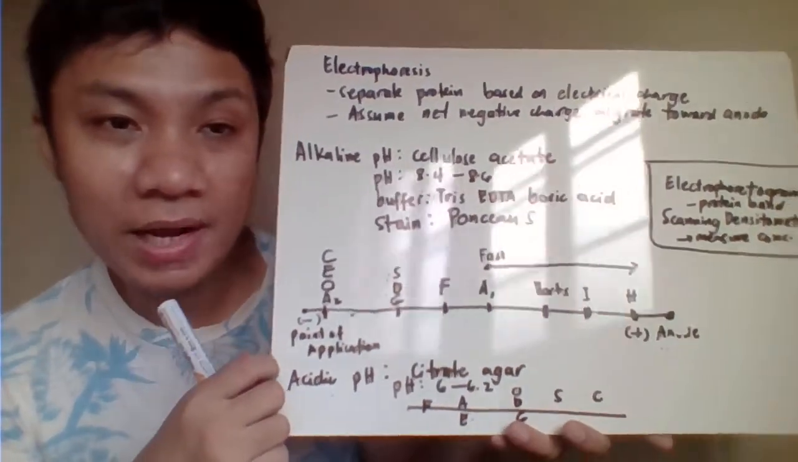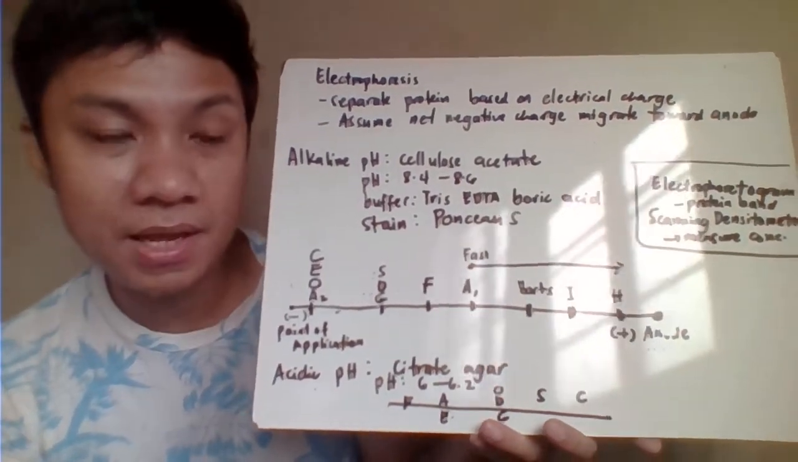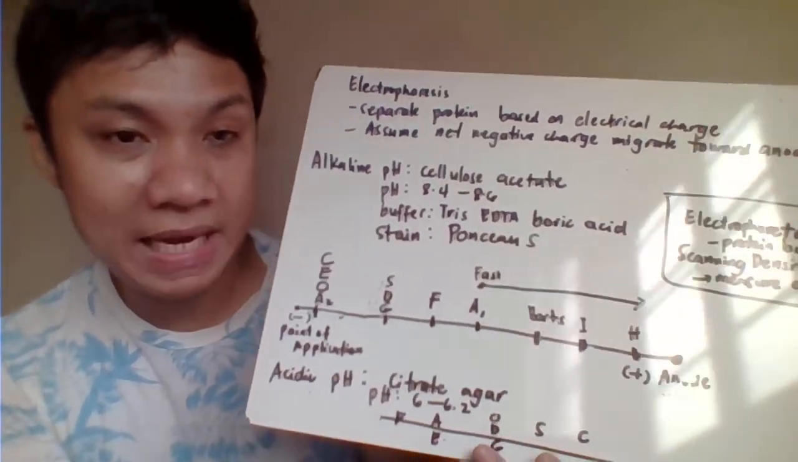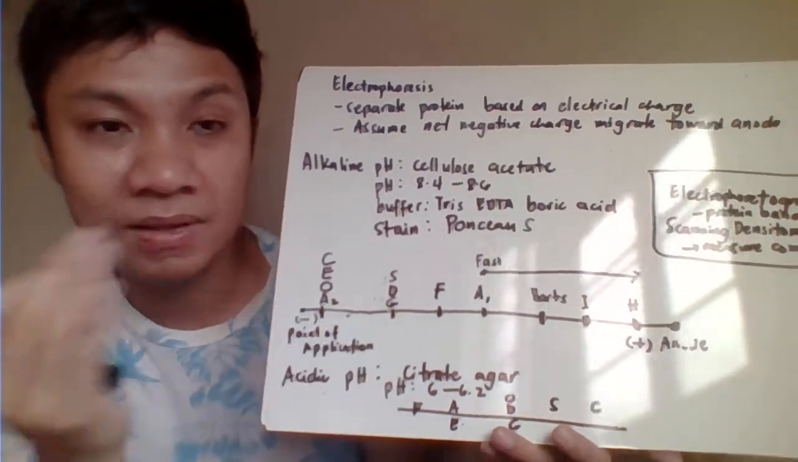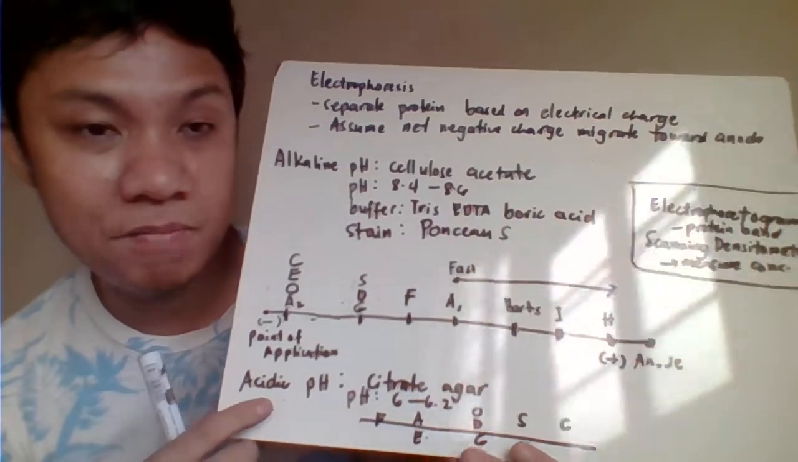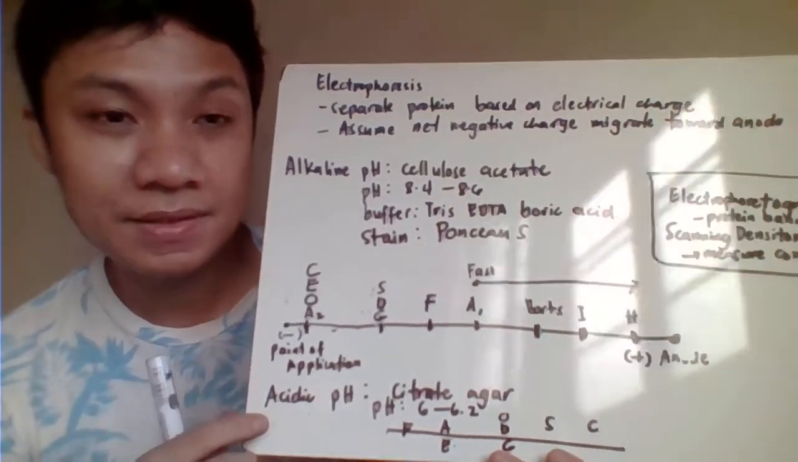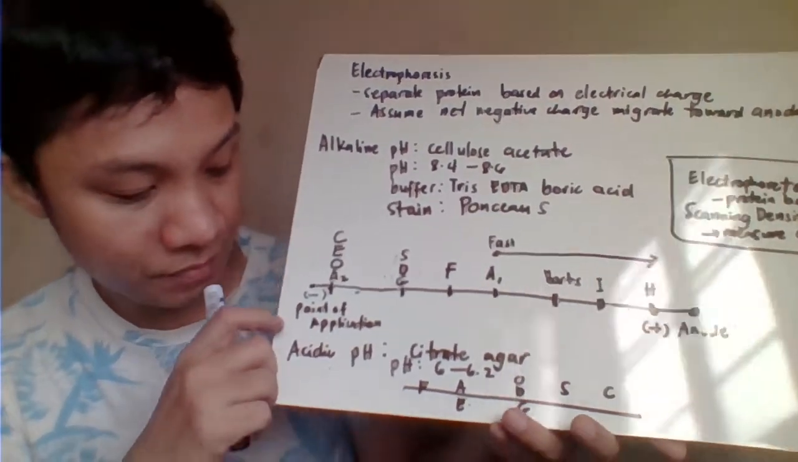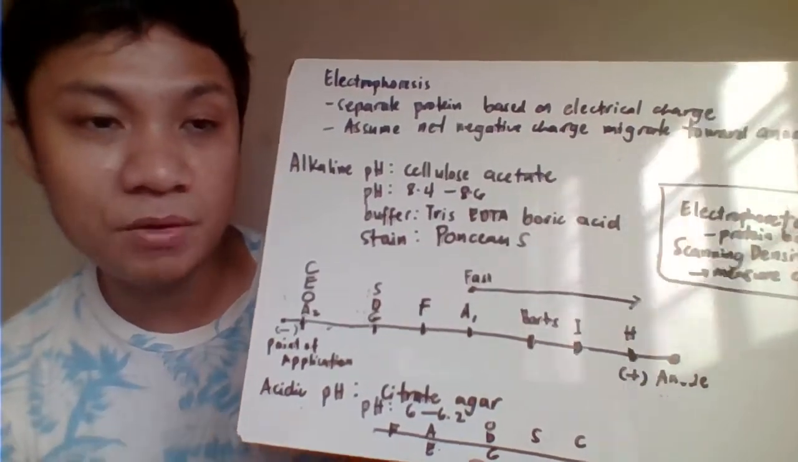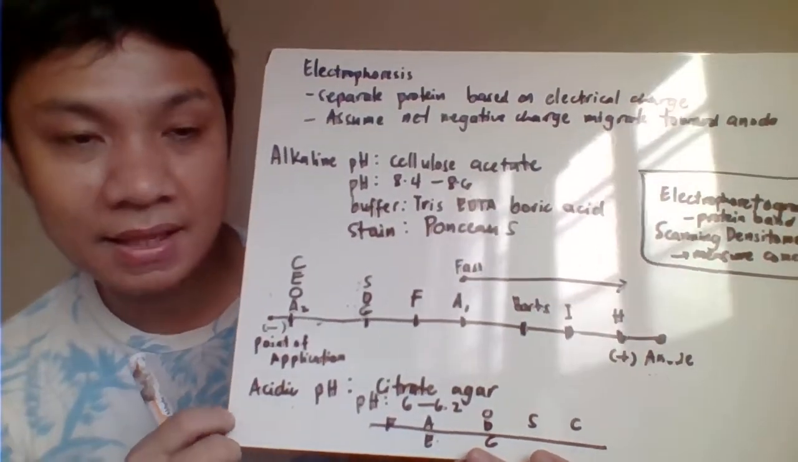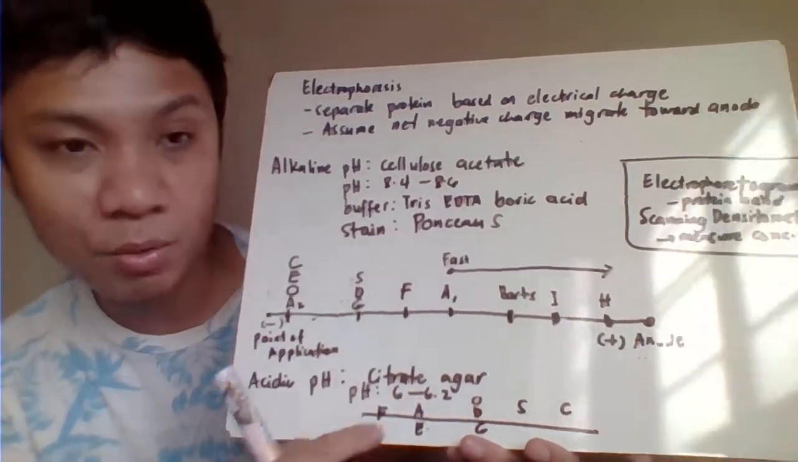So again, it is okay for these hemoglobins, because they separate individually. But in the case of this one, if the patient has hemoglobin S, hemoglobin D, hemoglobin G, we cannot tell which specific hemoglobin is really present among the three. Therefore, you need to further subject this to another electrophoresis. But this time, you use an acidic pH support medium, or agar. That's your citrate agar. The citrate agar electrophoresis is carried out at a pH of 6.0 to 6.2.